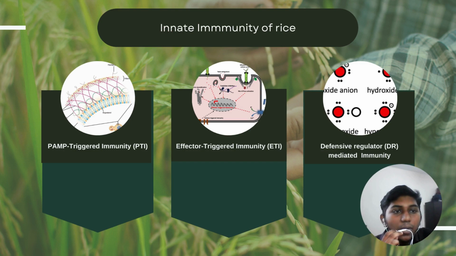line of defense. However, the resistance provided by ETI is often overcome in 3 to 5 years due to the blast fungus's rapid evolution and great diversity. Therefore, defense regulator-mediated immunity provides partial but persistent resistance to M. oryzae infection.